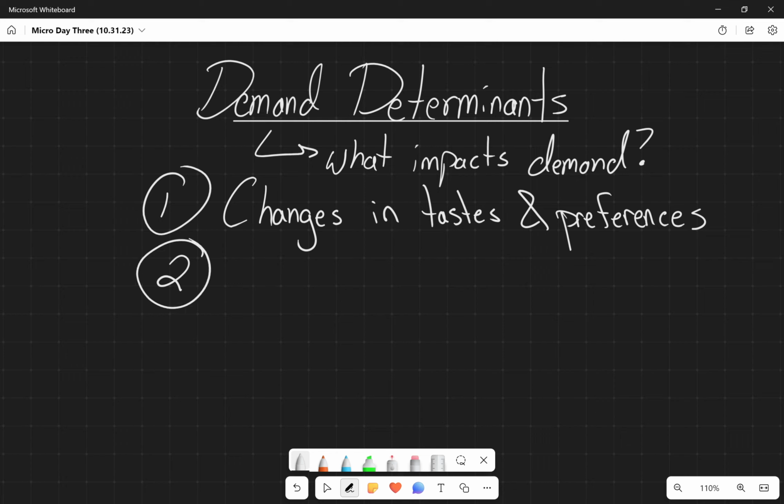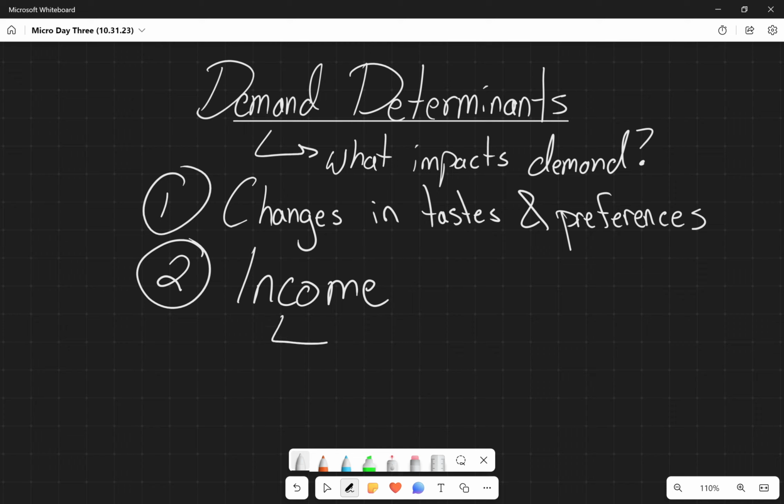Our second one gets a little bit more complicated. This is when we're talking about our income. Our income seems like it would be a fairly straightforward thing, right? As we make more money, we're going to demand more of any good, right? We're going to demand more video games, more clothes, more groceries, more vacations, more meals out, right? Beauty services, et cetera, et cetera.